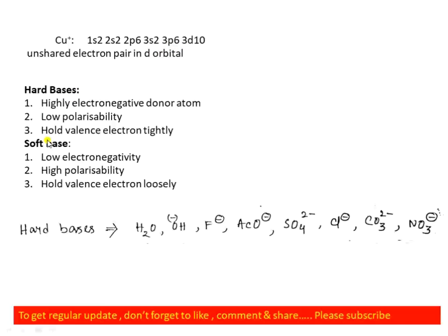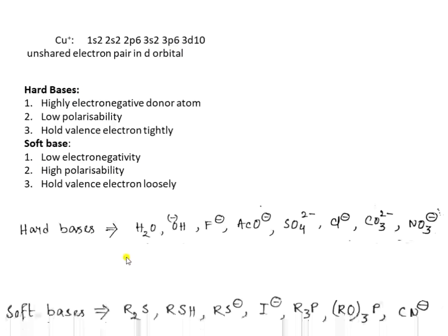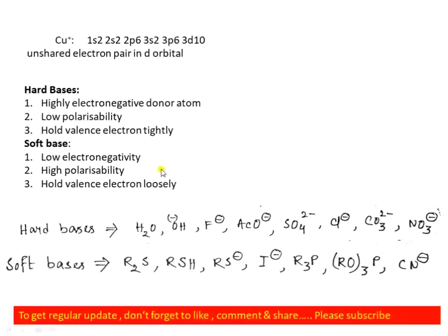On the other hand, soft bases have low electronegativity, high polarizability, and hold valence electrons loosely. That means they easily donate electrons. Here are some examples of soft bases.